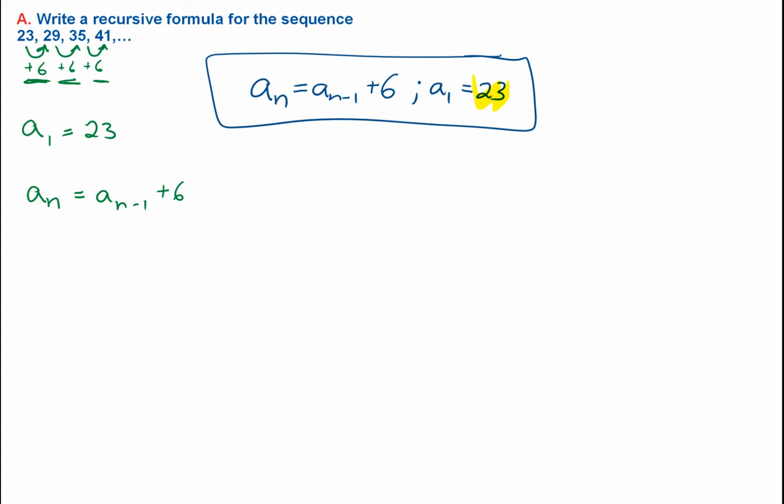Notice, how am I getting to each term? I'm just adding a set number. Does that make you think of anything? Arithmetic? This is an arithmetic recursive sequence. So a recursive sequence, it's just a type. It's a type of sequence that the formula relies on the terms before it. And it can be arithmetic because it's increasing by a set 6. Each term has a common difference of 6. So it's an arithmetic recursive formula.